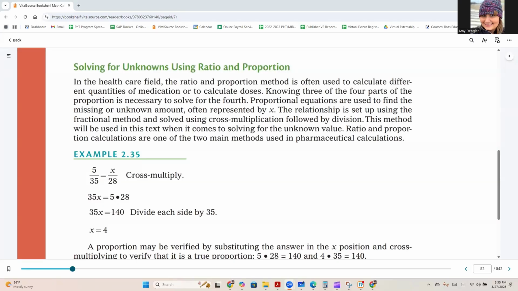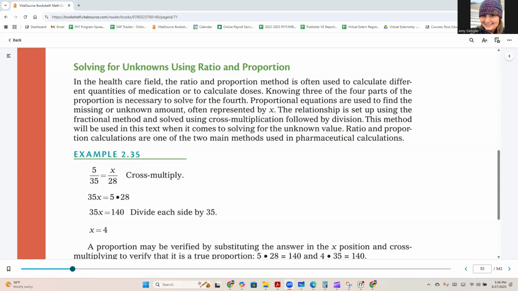Solving for unknowns using ratio and proportion. In the healthcare field, the ratio and proportion method is often used to calculate different quantities of medications or to calculate doses. Knowing three of the four parts of the proportion is necessary to solve for the fourth. Proportional equations are used to find the missing or unknown amount, often represented by x. The relationship is set up using the fractional method and solved using cross multiplication followed by division. This method will be used in this text when it comes to solving for the unknown value.